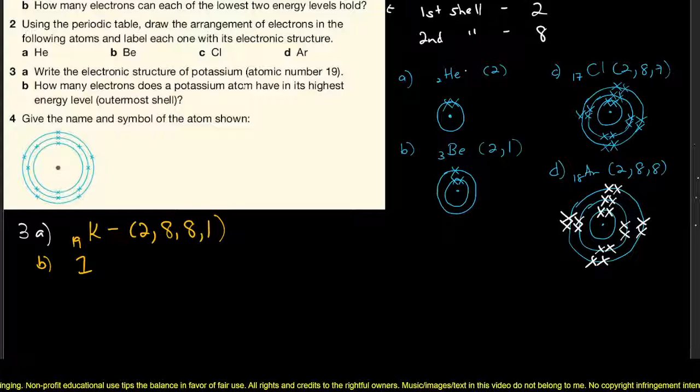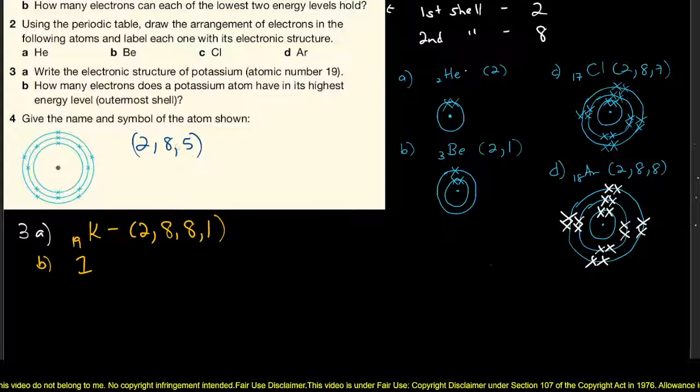In question 4, we are asked to give the name and the symbol of the atom shown. So what we're going to do is count electrons, and you're going to disregard what you see in the diagram here where the electrons are not paired up. All right, we're just going to count electrons. I see 2 in the first shell, 8 in the second shell, and 1, 2, 3, 4, 5 in the outermost shell.